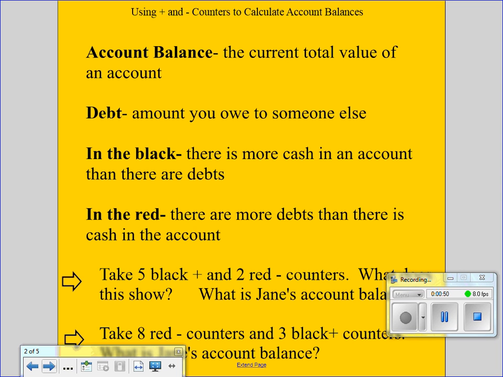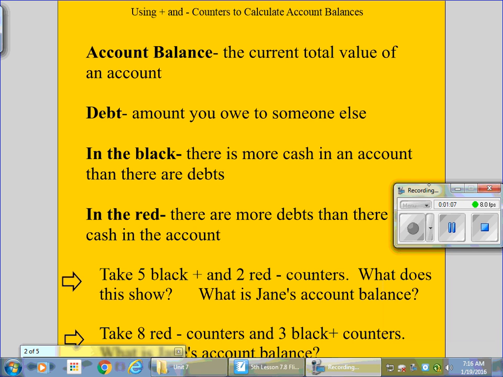So if we're dealing with counters here, if we're in the black, that means there's more cash in an account than there are debts. So if you're in the black, that means you have more money than less. And if you're in the red, that means you owe more money. Okay, so keep that in mind here when you're dealing with black and red.